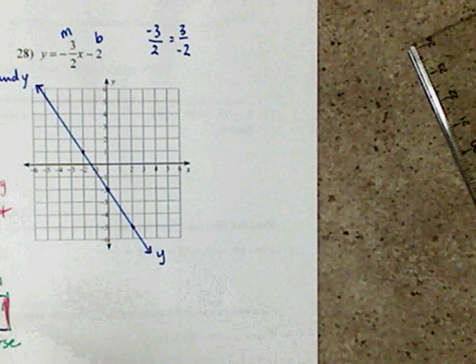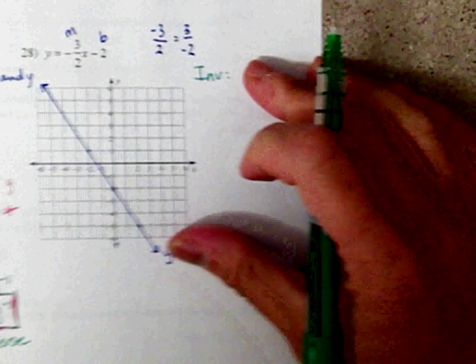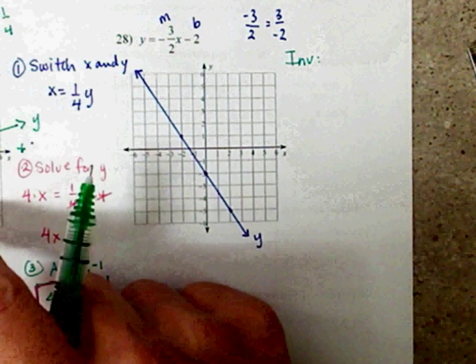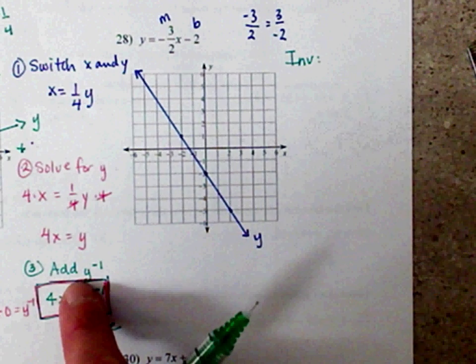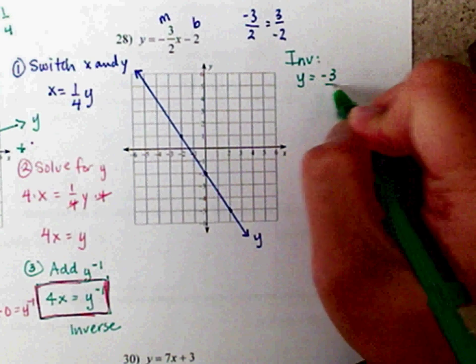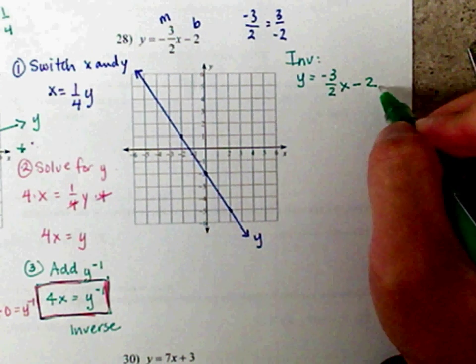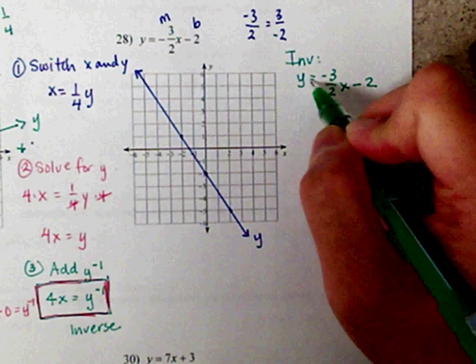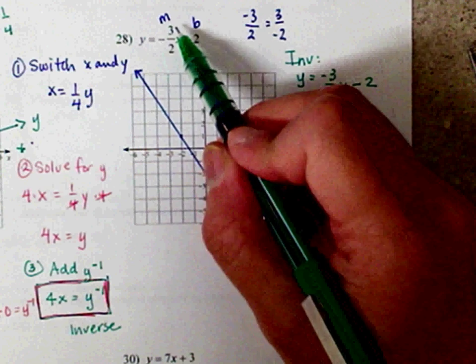Now, to find your inverse, okay? Remember the steps right here. Switch x and y, solve for y, add -1 to y. And that's what I'm going to do. Here's my original: y equals -3 over 2x minus 2. Notice I choose my negative to go with one or the other.